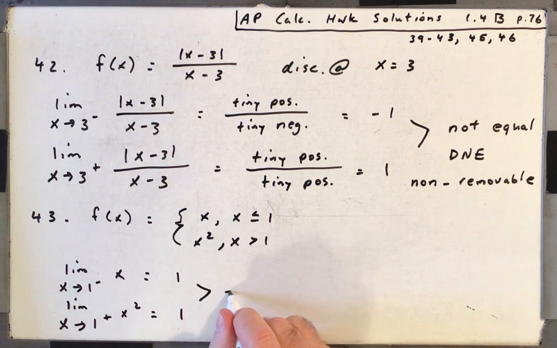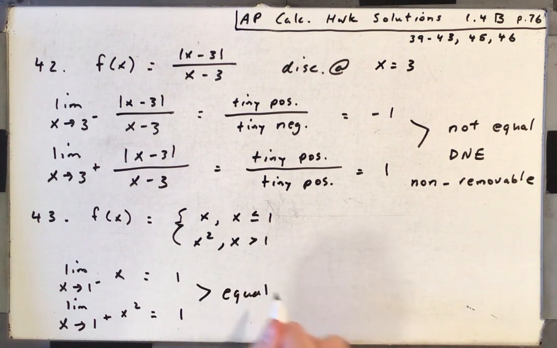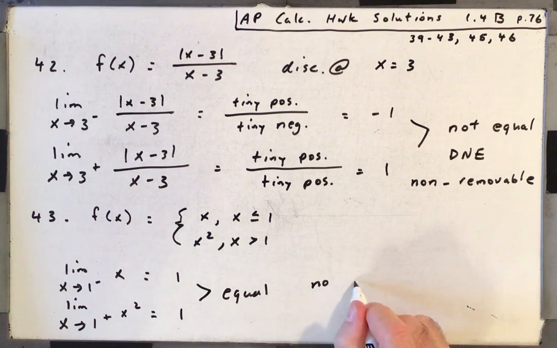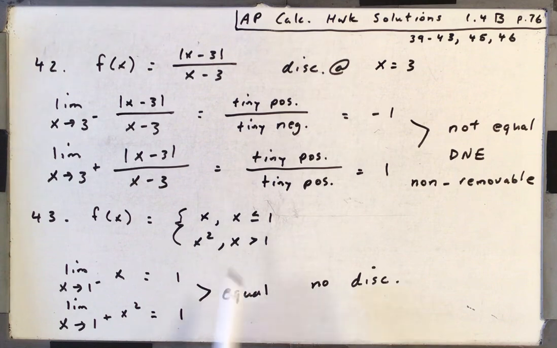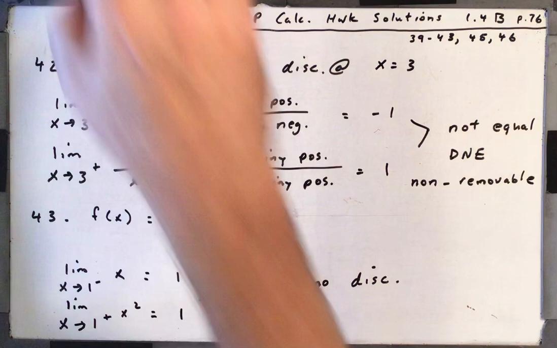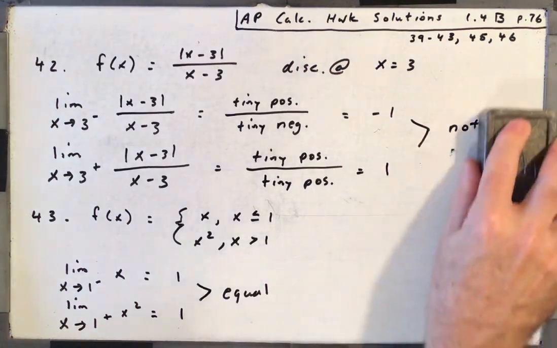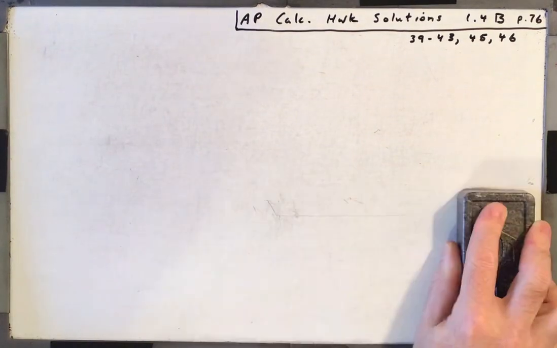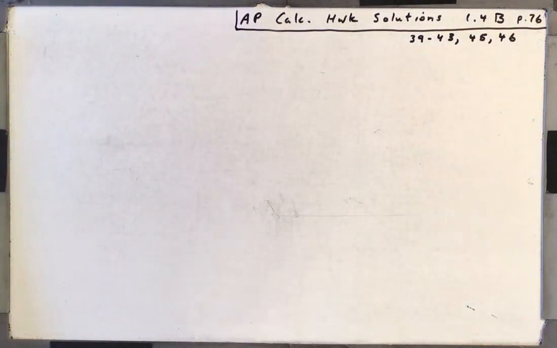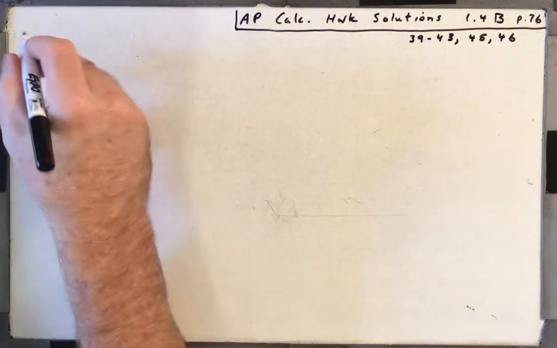They are equal. So there is no discontinuity. Right? Plus there's no denominator there, so it's not going to be undefined anywhere, but there's also no jump in this function. Okay. So the back of the book on that one, 43, might have said continuous at all points.